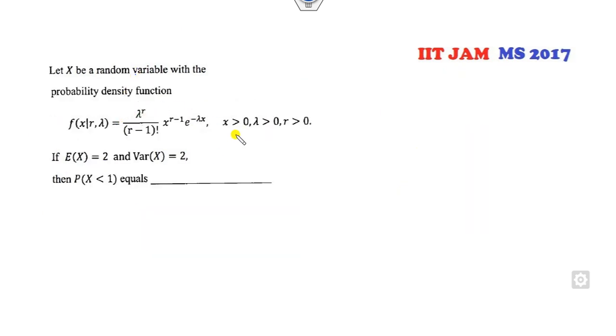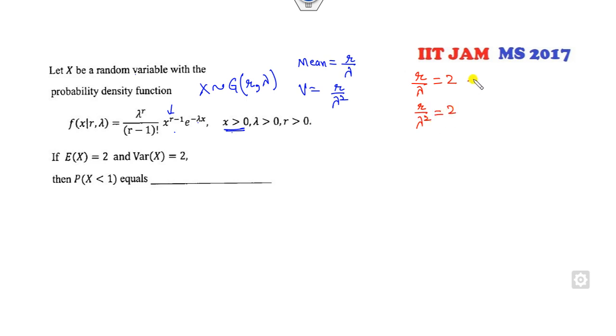Okay, look at this continuous random variable. Again, because x is greater than 0, it is continuous, which follows a gamma distribution with the first parameter r and second is lambda. Mean is given to you as 2. In this case, mean is the first parameter over lambda, variance is r over lambda square. Given that mean is 2 and variance is also 2, if you divide them, lambda should be 1. If I substitute lambda 1, r is 2.